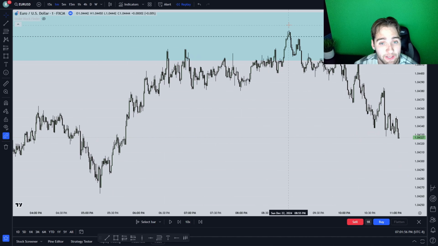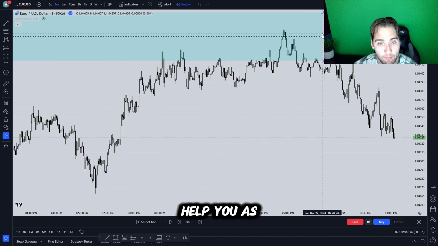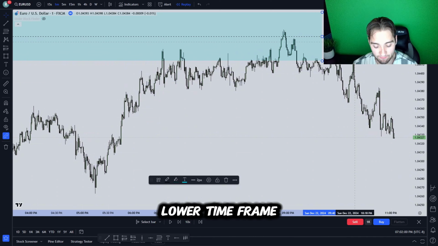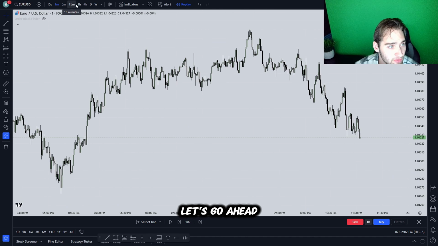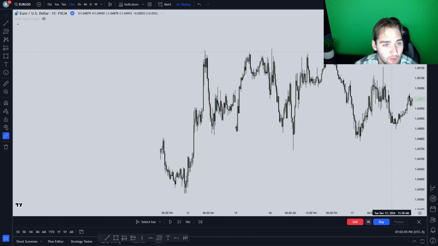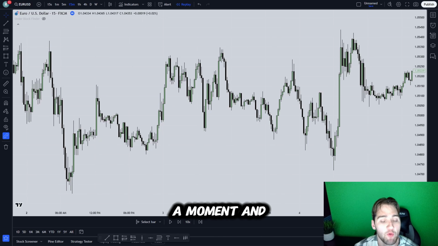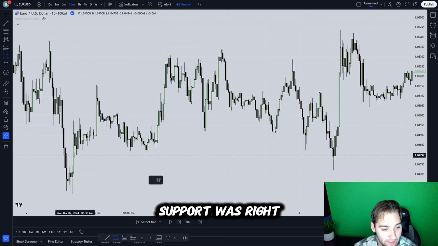And if you do like using support and resistance zones, it's going to help you as well on the lower time frames. So as you guys can see, let's go ahead and try one yourself. Alright, you guys, so now I want you to take a moment and find resistance and support zone areas. So go ahead and take a minute.